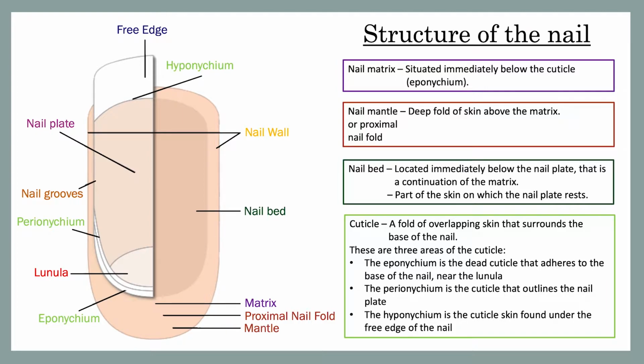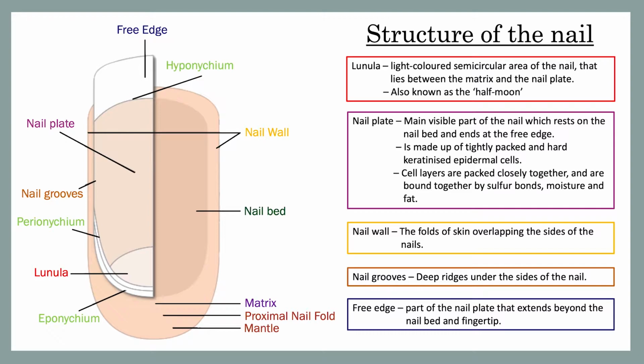The cuticle is a fold of overlapping skin that surrounds the base of the nail. There are 3 areas of the cuticle, one which I've already mentioned, the eponychium, and the other 2, the perionychium and the hyponychium. The eponychium is the dead cuticle that adheres to the base of the nail, near the lunula. The perionychium is the cuticle that outlines the nail plate, and the hyponychium is the cuticle skin found under the free edge of the nail.